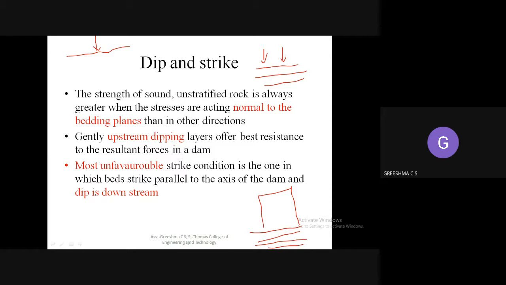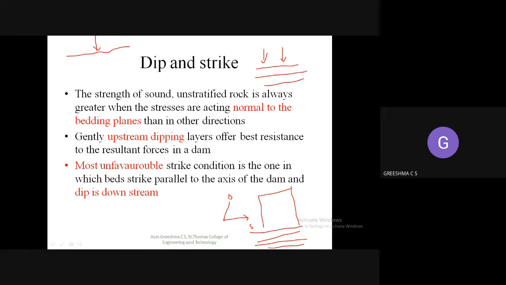Okay, if the bed strikes parallel to the axis of the dam. If this is the strike and this will be the dip. Okay, this is strike and this is dip. The horizontal element will be the strike and the inclination will be the dip.